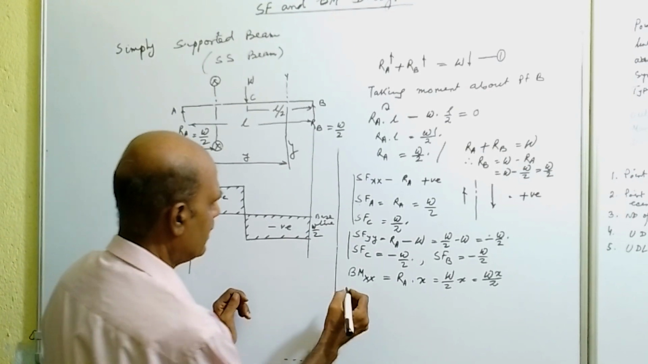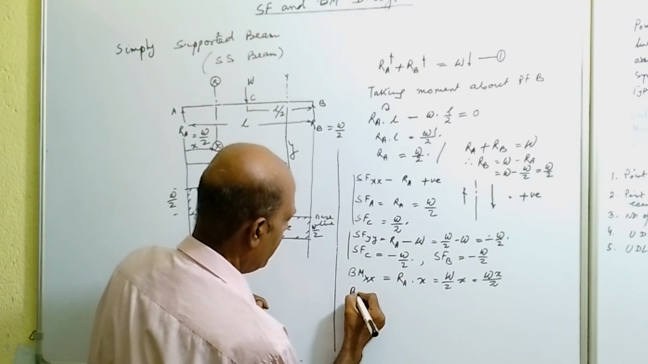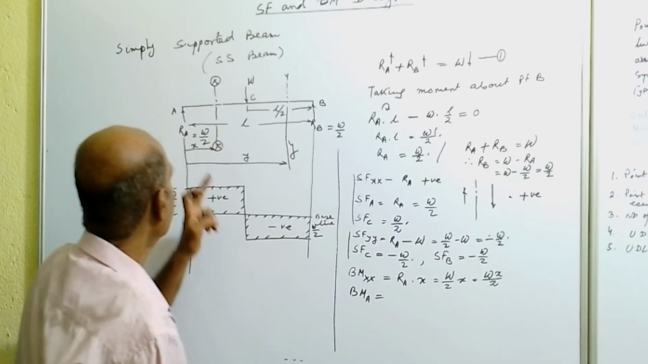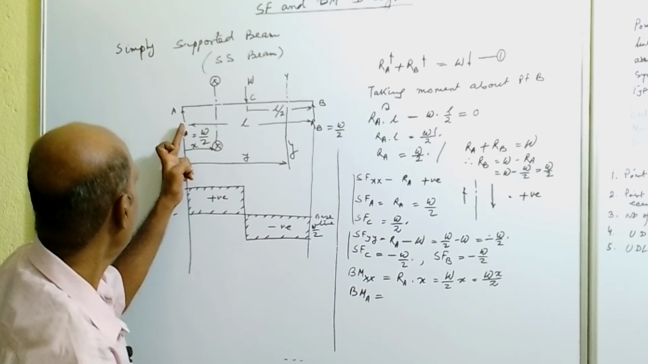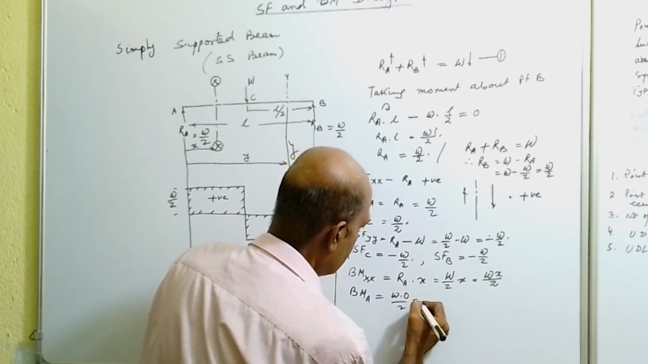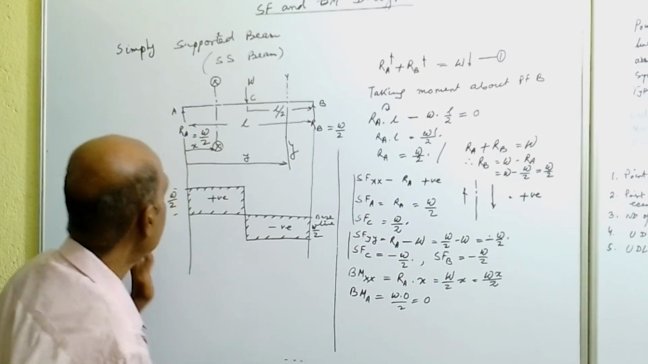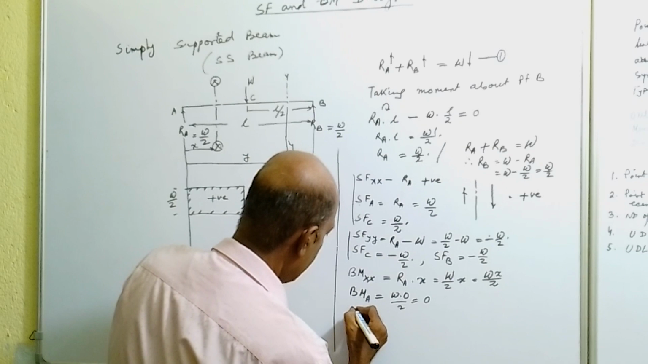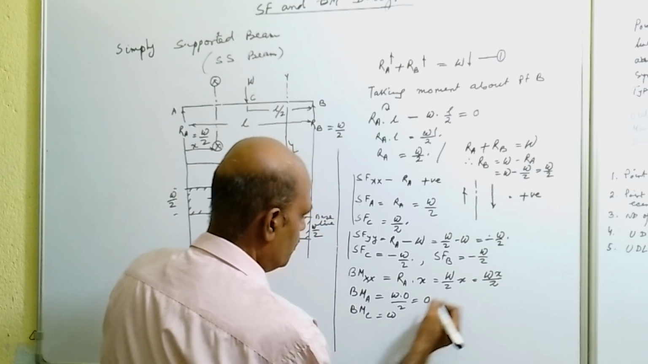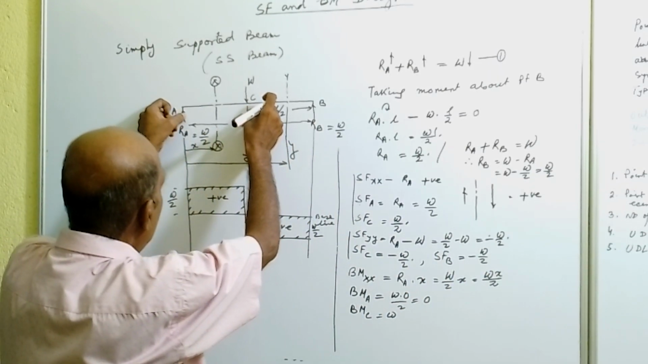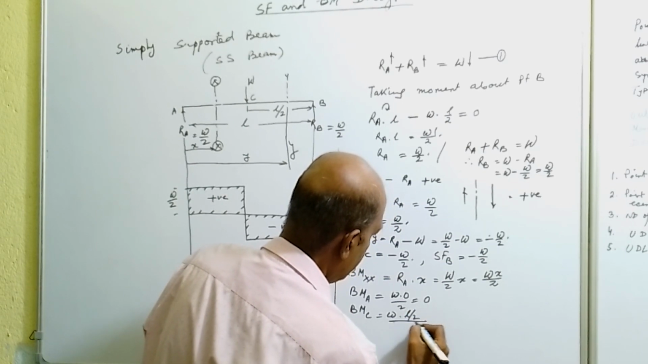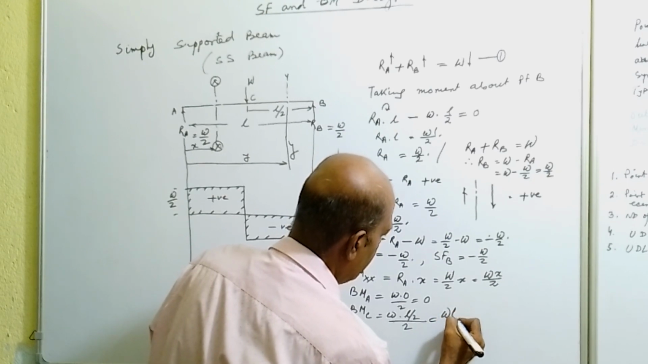Now if we slide the section to point A, the bending moment at point A will be W into X by 2, where X value will be 0. So we can write W into 0 by 2. So that is equal to 0. Now slide the section to point C. So bending moment at point C is equal to W into X by 2. What is X value at point C? X will be L by 2. So W into L by 2 divided by 2 is equal to WL by 4.